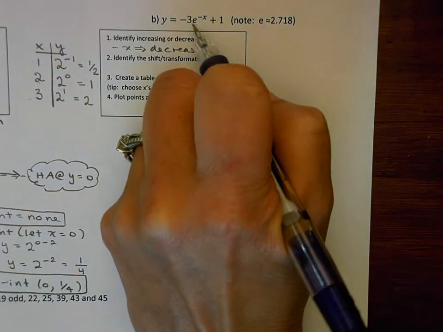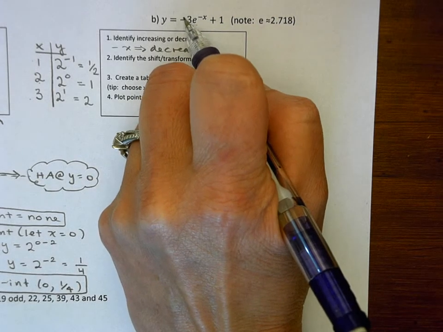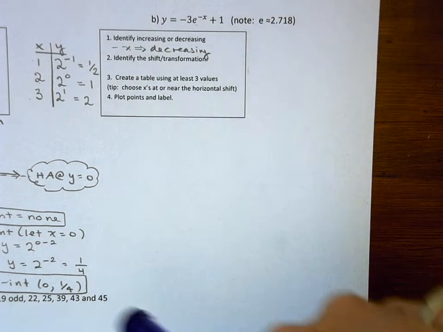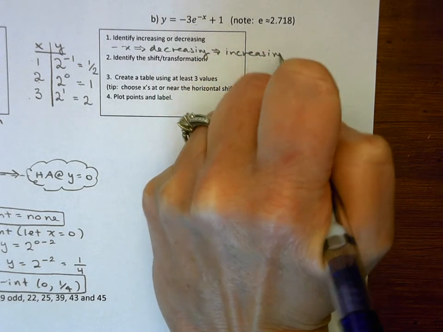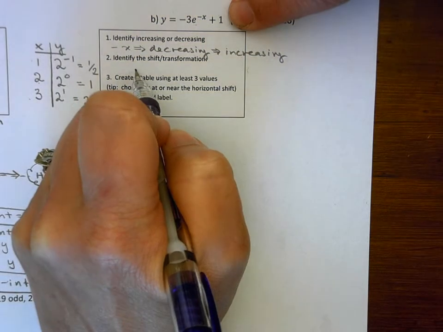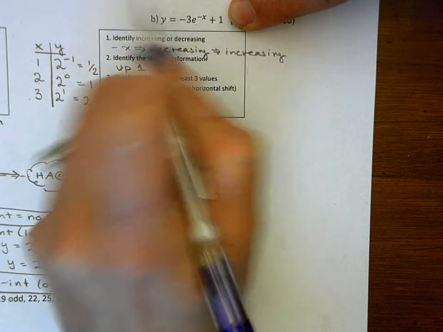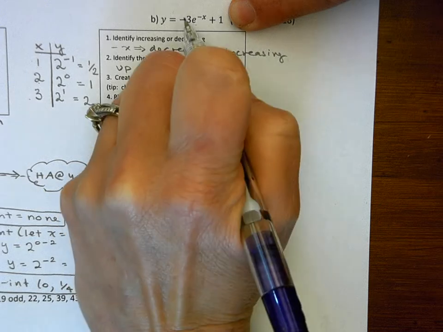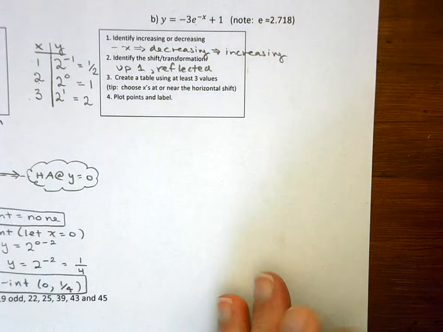But I'm also reflected. So although the parent graph is decreasing, this negative means that it's going to flip over the x-axis, which is now going to become, because it's reflected, it will become increasing. So it's kind of like a double negative is what's happening there. And so for my shift, I have a +1, so that means I'm going to go up 1. There's no value up here for the x, but then I also know I'm reflected along the x-axis because I have that negative, right? Whenever we have a negative value, that flips my graph over, okay?